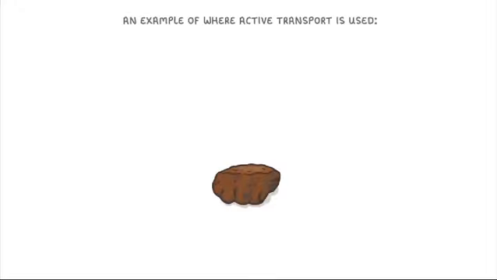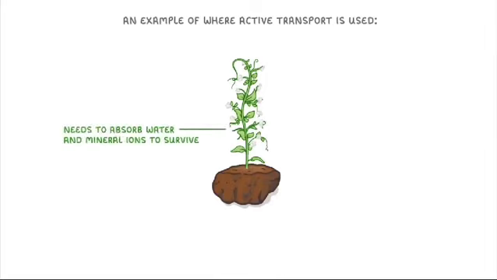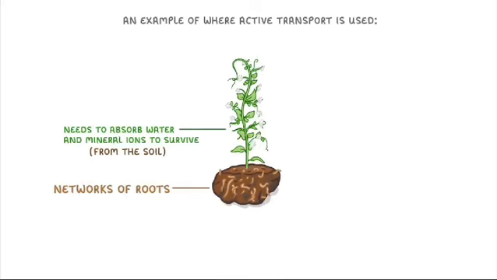An example of where active transport is used. We will discuss it with an example. Like a seed that is sown and growing into a tree. It needs to absorb water and mineral ions to survive. From where? From the soil.